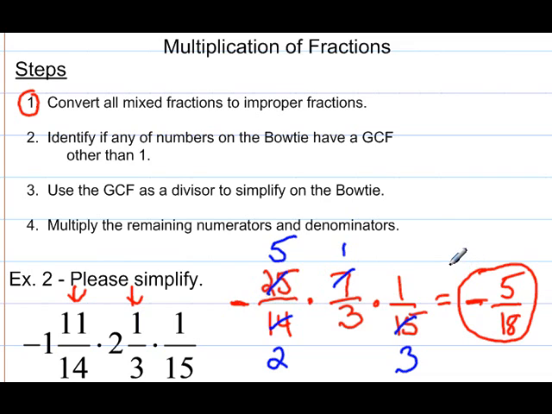You can always check on your calculator to guide yourself through understanding if you're getting these right or wrong. So again, the steps are convert all mixed fractions to improper fractions, identify any numbers on the bow tie that have a GCF other than 1. Really important that you can recognize the GCF. Use the GCF as the divisor to simplify on the bow tie, and multiply the remaining numerators and denominators straight across. Okay, and checking it on your calculator again is a good idea.